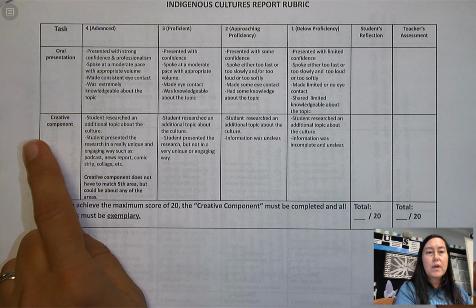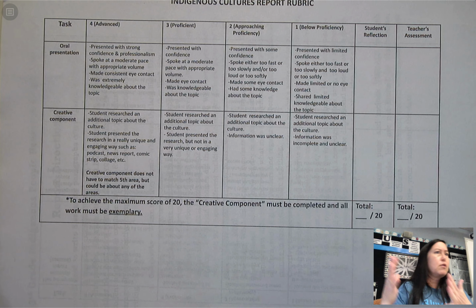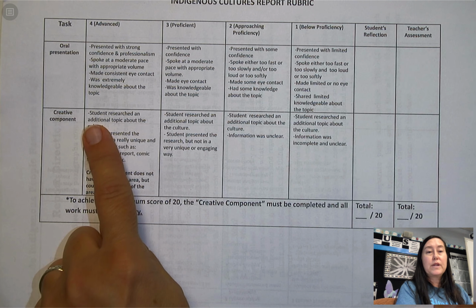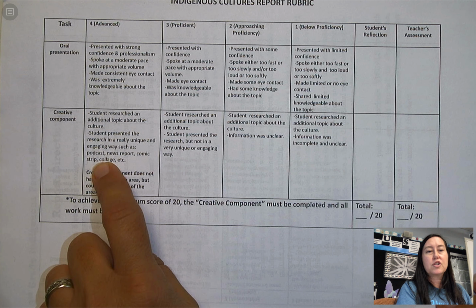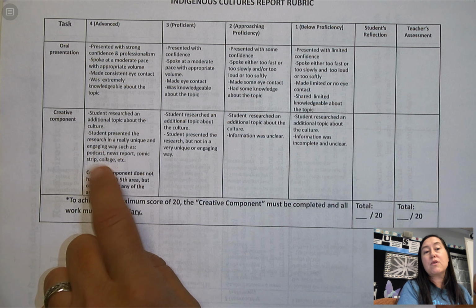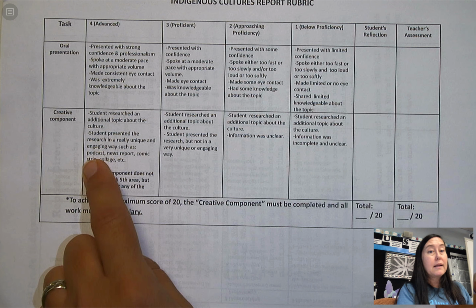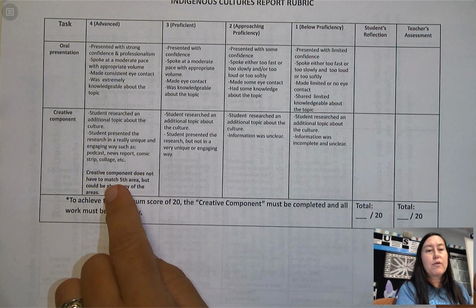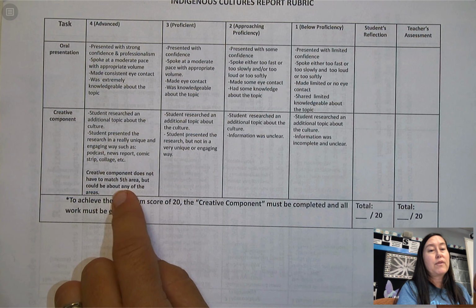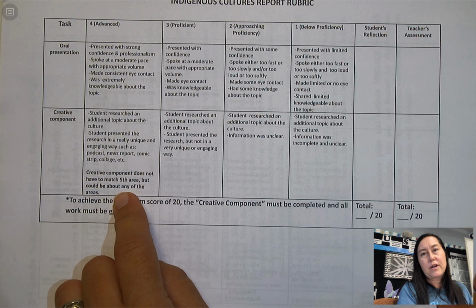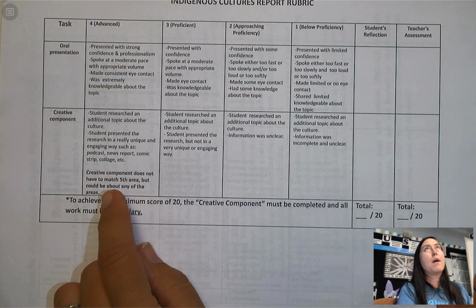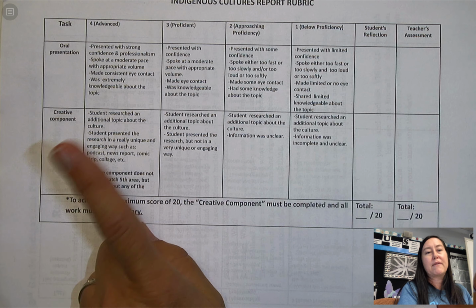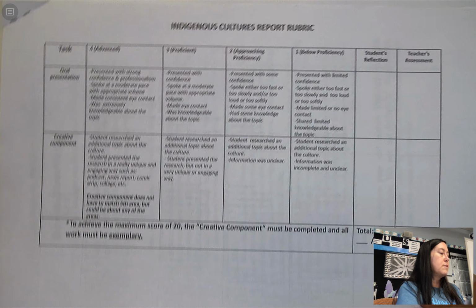Now the creative component, that song, the puppet show, the board game, the painting, whatever it is, the student researched about an additional topic about the culture, and they presented their research in a really unique and engaging way. Maybe they made a podcast, maybe a news report, a comic strip collage, so any of those ways. And the creative component does not have to match the 5th area, but it could be about any of the other areas. If you wanted to make a creative component about just the clothing, you could do that, but you also still have to research and write a paragraph about that 5th area, that 5th subtopic.